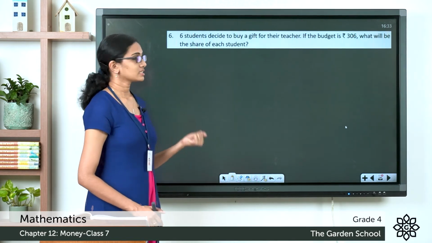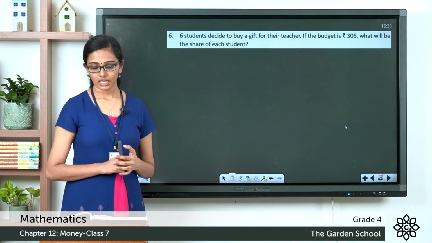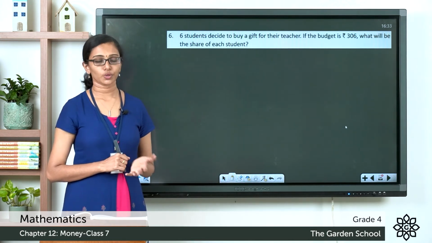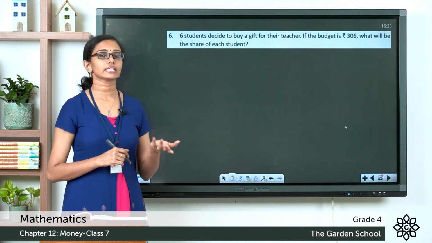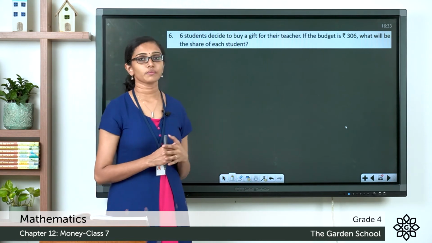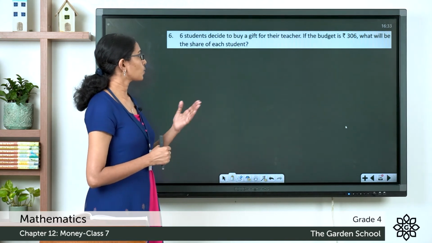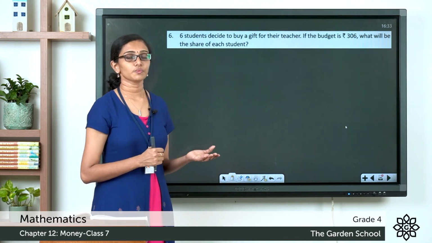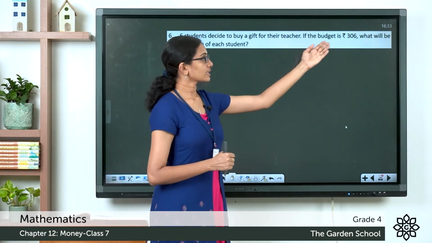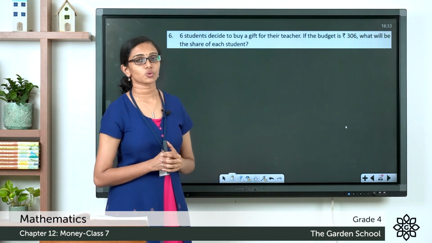Now the next one, sixth question. 6 students decide to buy a gift for their teacher. If the budget is 306 rupee, what will be the share of each student? So what is mentioned? The students are going to buy a gift for their teacher at a budget of 306 rupee, which means they need 306 rupee to buy this gift. You have to find out the share of each student, which means the amount of money that each student should give to collect this total amount of 306 rupee.